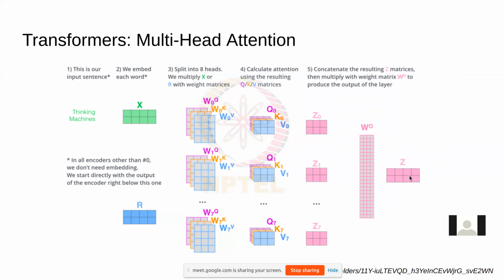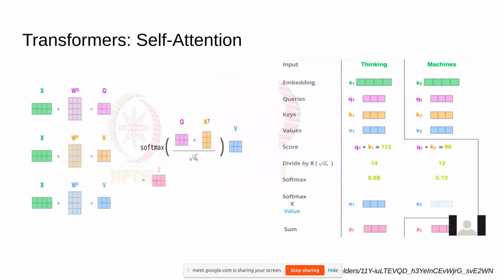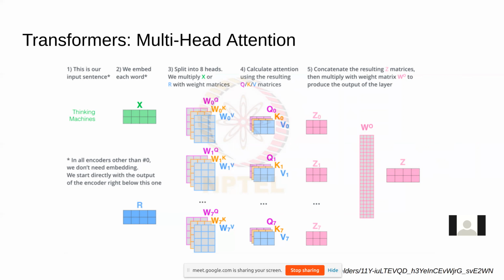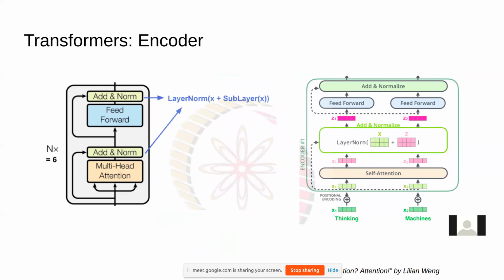Okay, so multi-head attention is nothing but the self-attention here, but now repeating it multiple times, and each head is representing one attention, so it's like having the self-attention multiple times and then concatenating the output. The next component of the transformer is the encoder.